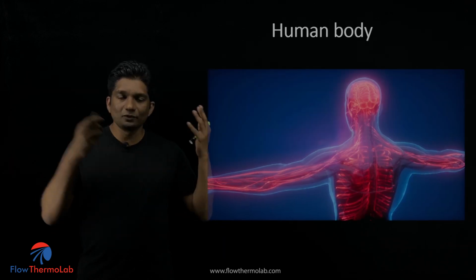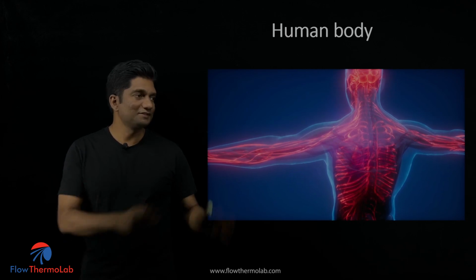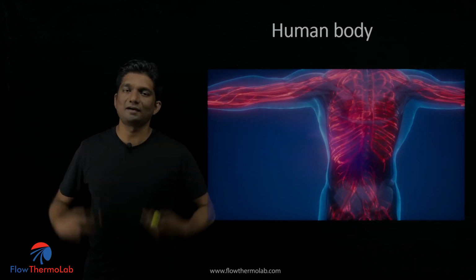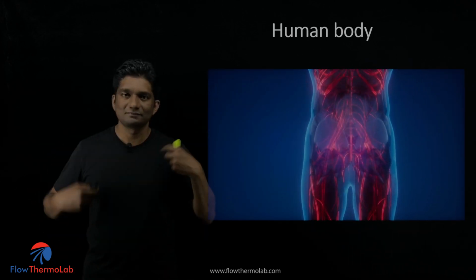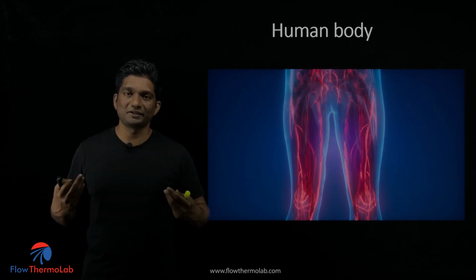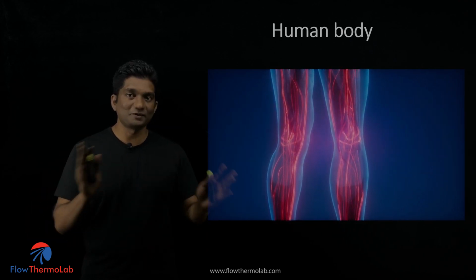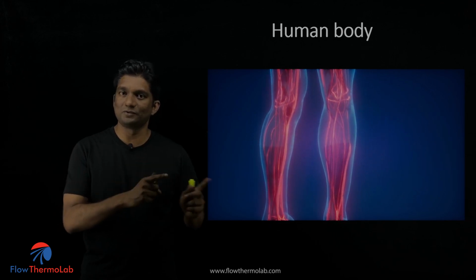Now look at our own body. The human body also consists of so many arteries and veins, right? It's all connected. And what is flowing through it? The blood flow. It's also very complicated. The blood is nothing but a non-Newtonian fluid.